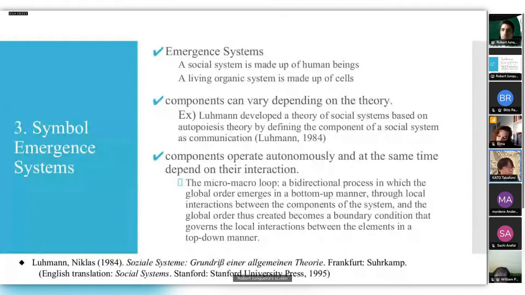The interactions are essentially local, but each local interaction does not occur completely independently. Through their interactions with each other, each element adapts to the system and comes to constrain each other mechanically, biochemically, or informatically. Such a biological system gains the property of a micro-macro loop. The micro-macro loop is a bidirectional process in which the global order emerges in a bottom-up manner through local interactions between the components of the system, and the global order thus created becomes a boundary condition that governs the local interactions between the elements in a top-down manner.